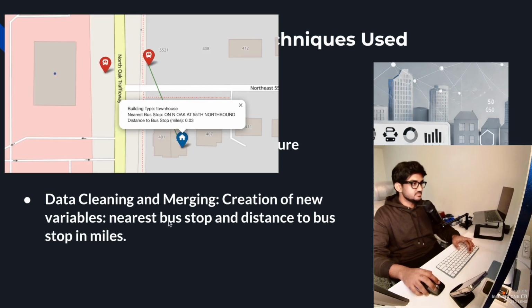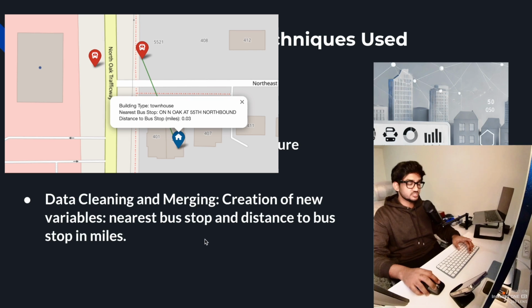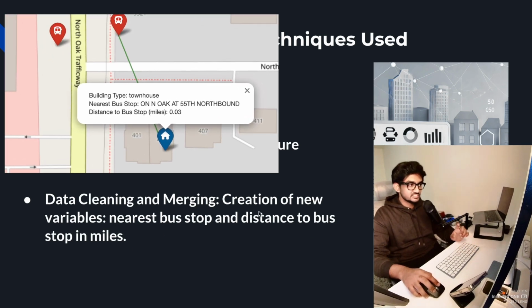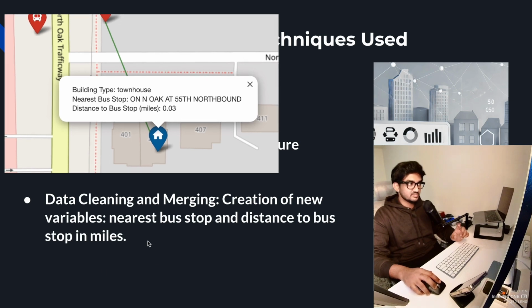For these two new variables, nearest bus stop was the bus stop assigned to each and every single house. Distance to bus stop in miles was the value assigned to that particular housing.